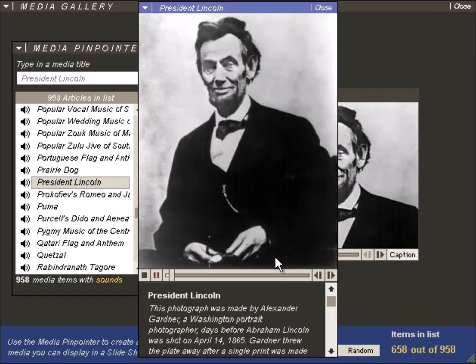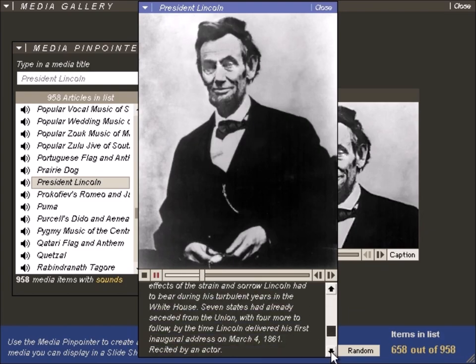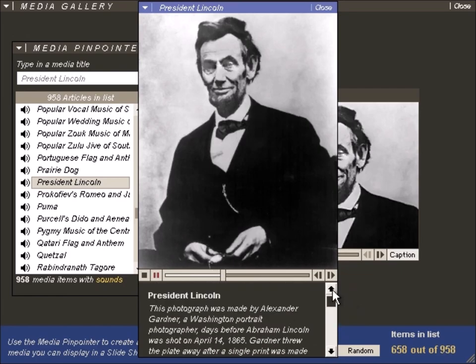We are not enemies, but friends. We must not be enemies. Though passion may have strained, it must not break our bonds of affection. The mystic cords of memory, stretching from every battlefield and patriot grave to every living heart and hearthstone all over this broad land, will yet swell the chorus of the Union when again touched, as surely as they will be by the better angels of our nature.